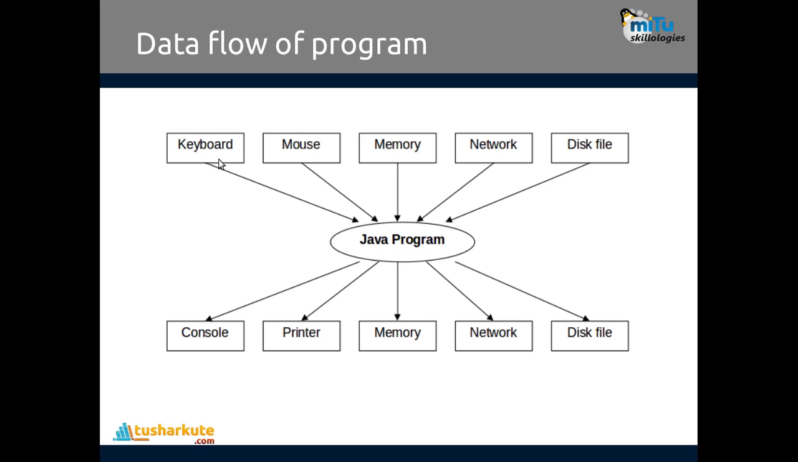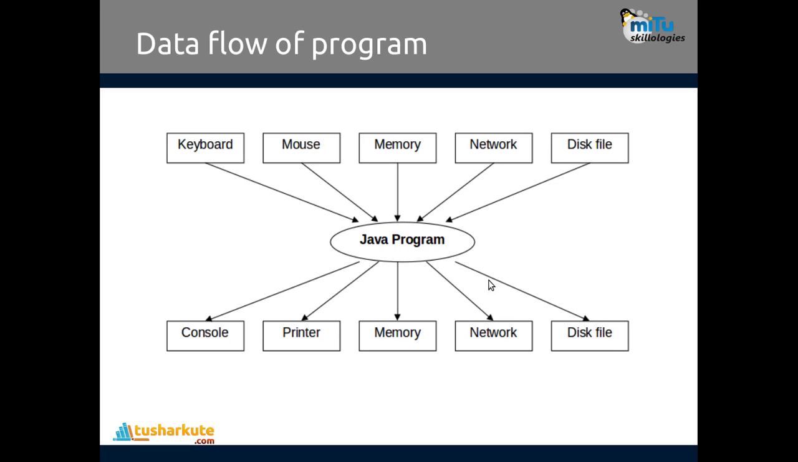Generally we use the keyboard, as we have seen, to enter data. To enter data from a mouse, we require GUI based programming, a graphical user interface. Memory can be read directly by automated programs. For the network, we need to create network based application protocols to read the data. And in this particular presentation we are going to see the disk file as input. This will read the data from a file and process the data with another disk file.